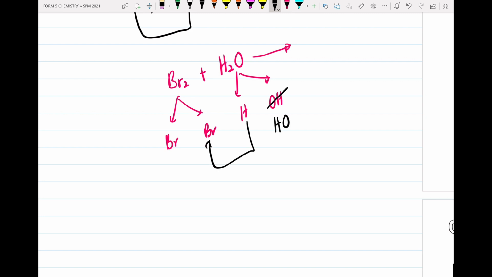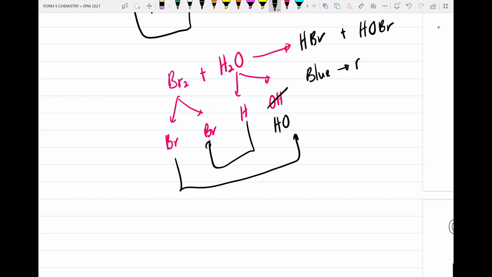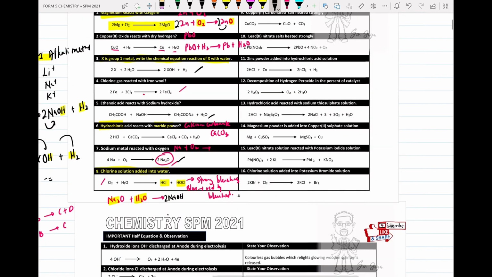Okay, during chemical reaction, H join with Br, so we will get HBr. This Br join behind here, so we will get HOBr, hypobromous acid. So this one observation blue litmus paper will turn to red and bleach. All right. So we go for our next reaction.